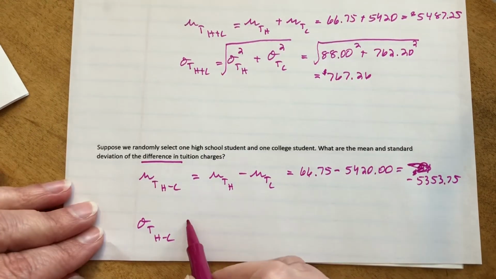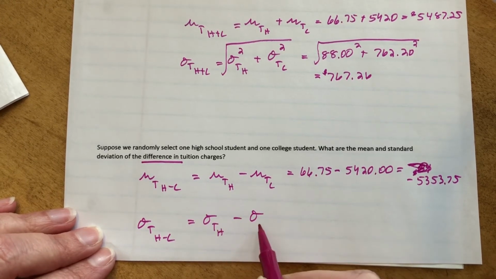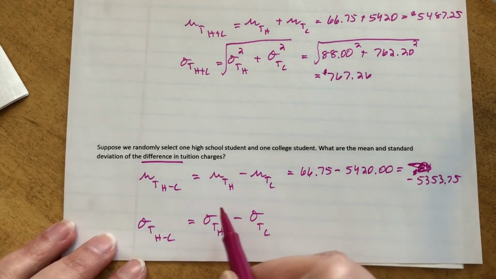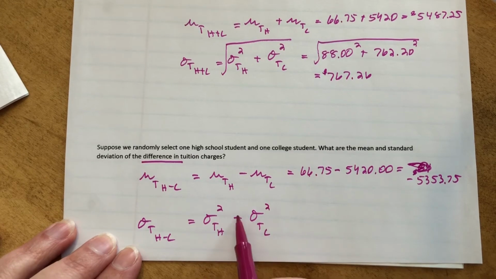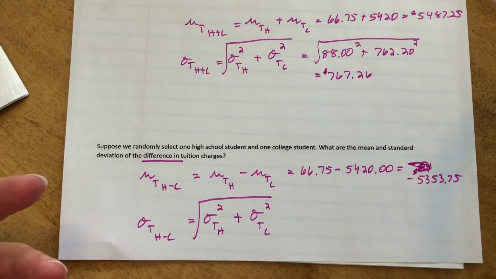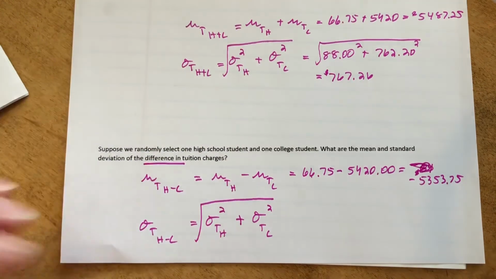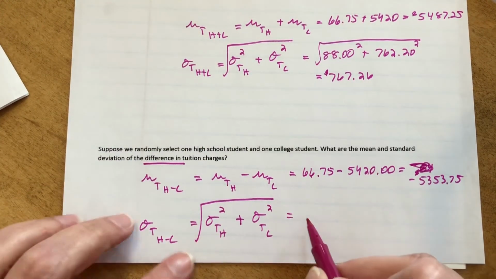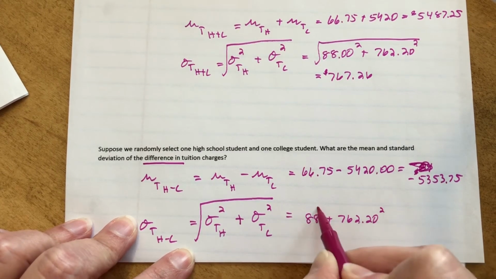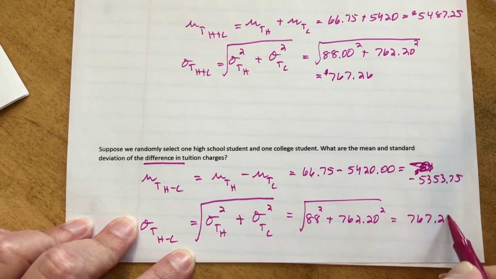Now for standard deviation, again, you would say standard deviation of the tuition for the high school student minus standard deviation of the tuition for the college student. But again, you can't calculate standard deviation, you have to calculate variance. And once you square them, this becomes positive because a negative squared is positive. And then I have to square root to get back to standard deviation. It's the same thing, whether I'm adding or subtracting. It's the exact same formula. So standard deviation for high school is 88. Standard deviation for college, I will square them. I've already added them. Take the square root, and I get this exact same thing.